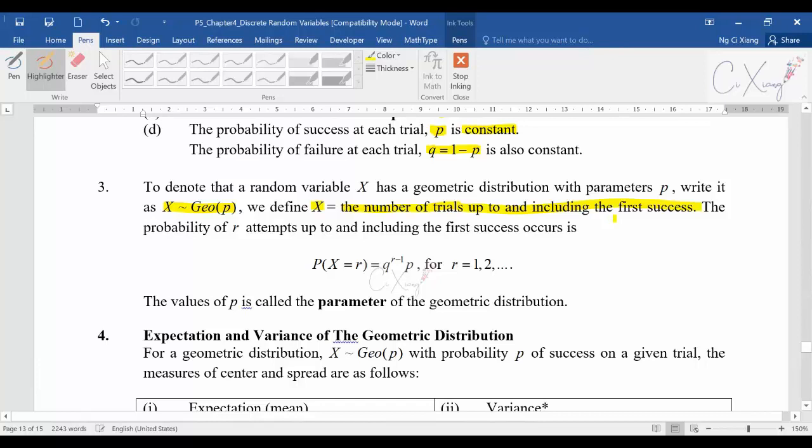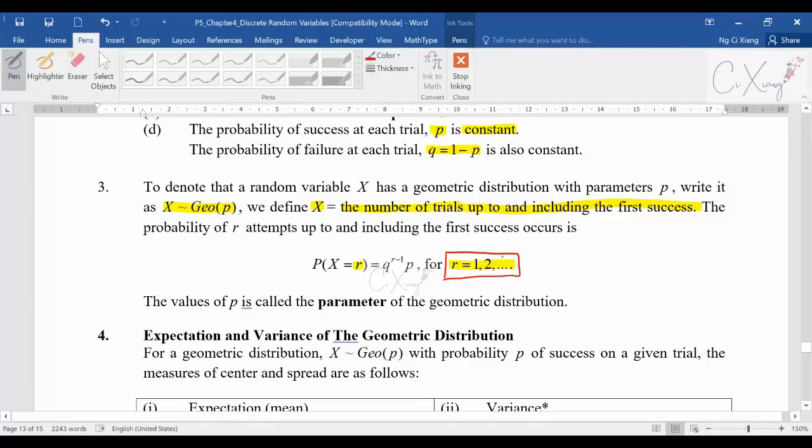Then, the probability that r attempts, up to and including the first success, occur, so X equals r. What is the formula here? The probability for X equals r is q to the power r minus 1, times p, for r equals 1, 2, and so on. Take note of this one. Of course the formula is different from binomial, where you have nCr. But for the geometric distribution, it is quite simple: q to the power r minus 1 multiplied with p. We will discuss how we get this formula later.